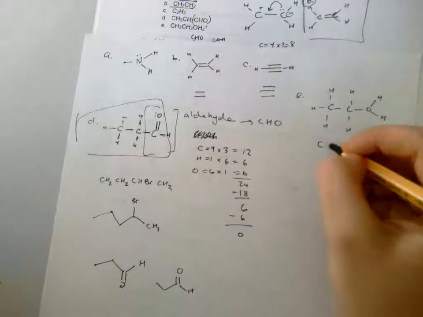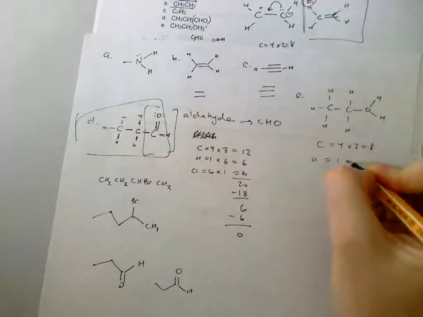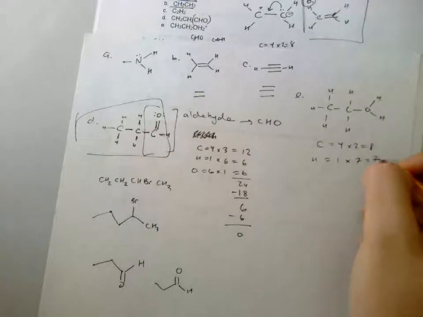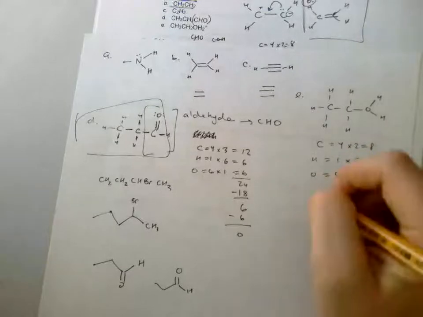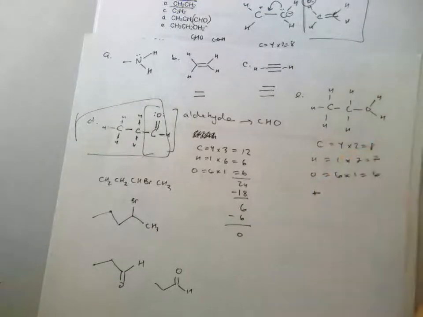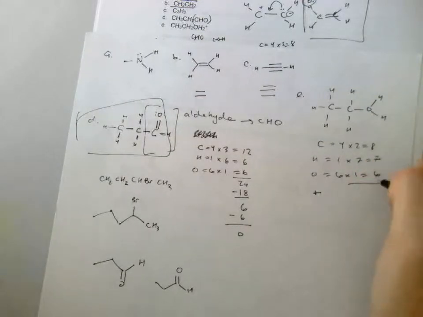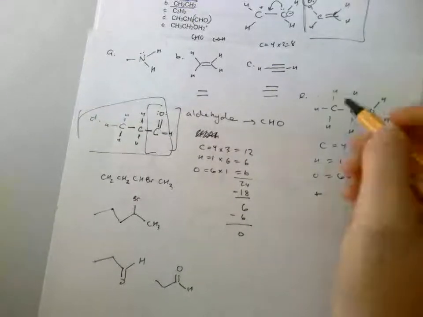Okay, so then I'm going to do my electron bookkeeping. Carbon: 4 times 2 is 8. Hydrogens: 1 times 7 is 7. And there's oxygen: 6 times 1 is 6. And then if you have a positive charge, that means you've lost an electron. So actually, we're going to add all these up and then subtract 1. So 8 plus 7 is 15. Plus 6 is 21, but we lost an electron because we're positive, so 20 should be the full number that we have. And now let's count it all up.